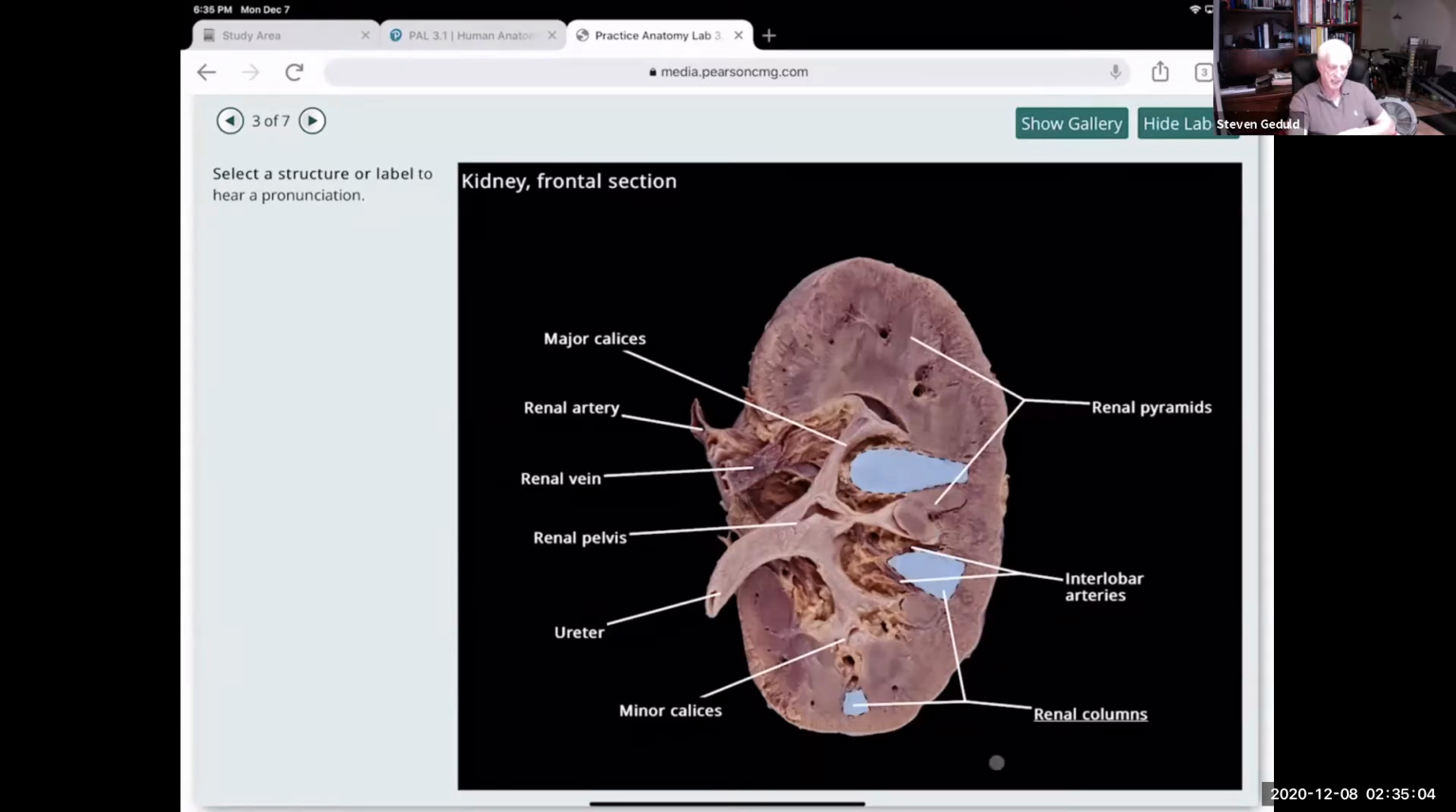You have your minor calyces, where the collecting tubules drain into. The ureter, which can drain from the renal pelvis into the urinary bladder. And there's the renal pelvis where everything drains into before it goes into the ureter. Your minor calyces drain into your major calyces, which drain into the renal pelvis. And then you see the renal vein. You can see this vein here, it's kind of squished. If you take that blue layer off of it, you can see it's kind of squished, and your renal artery is more round. There's your renal artery. And there's your major calyces, which the minor calyces drain into.